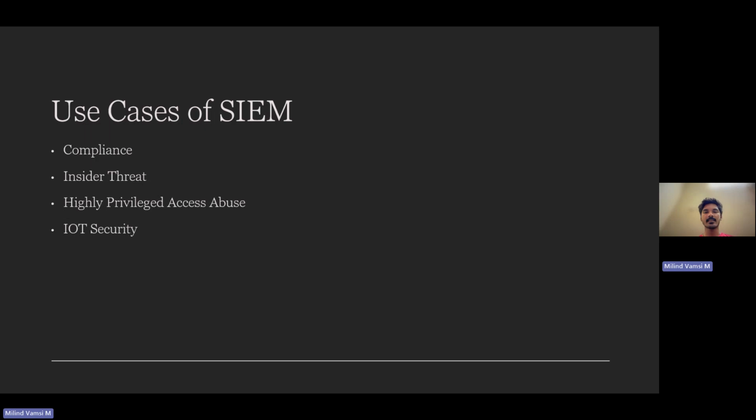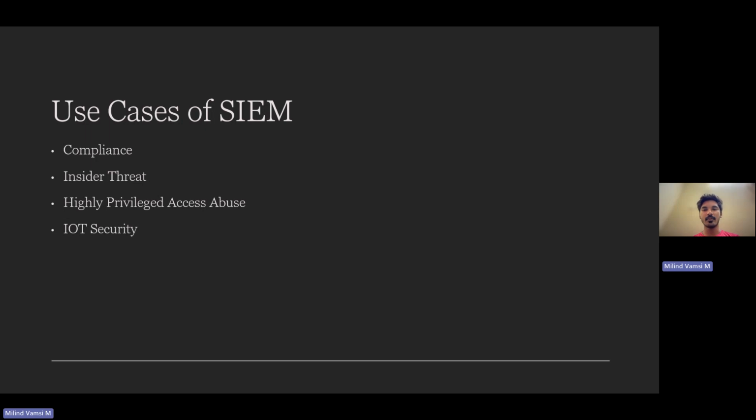The second use case of SIEM is insider threats. External threats are not the only things that make the organization vulnerable, but also insider threats pose a considerably great risk, especially considering the ease of access. According to the insider threat statistics of the Verizon data breach investigation report, three of the top five causes of security breaches were related to insider threats.